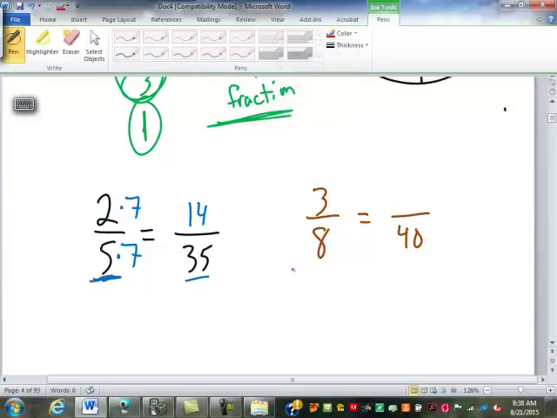So let's just do it the short way here. What do we have to do to the 8 to turn it into a 40? Times 5. So we have to do the exact same thing on top. Times 5 is 15. Very good.